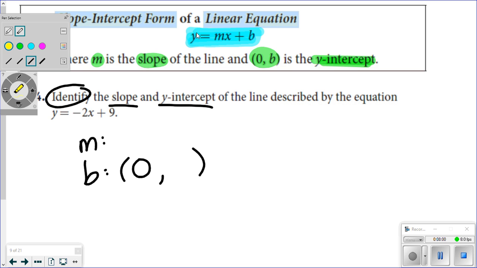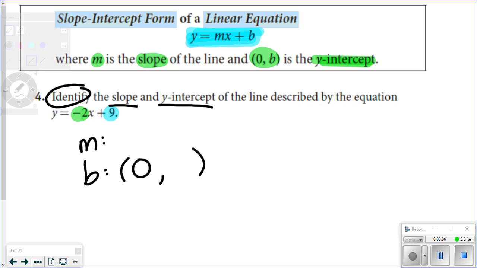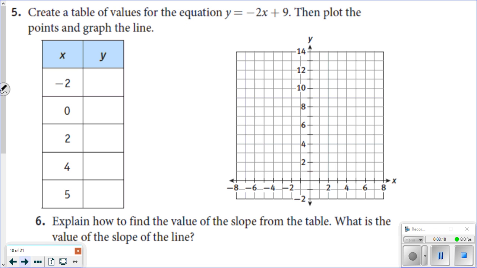So my slope here is -2. My b value, my y-intercept, is that 9. So this would be -2, and this is (0, 9). And we're going to use this equation on the next page. Question 5.